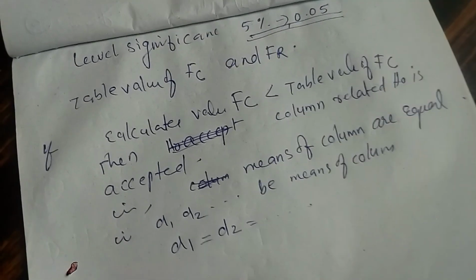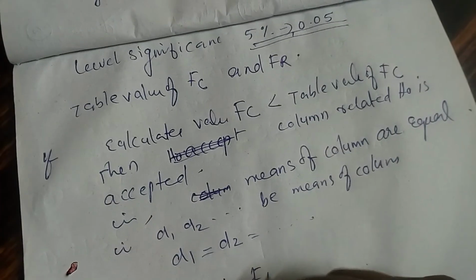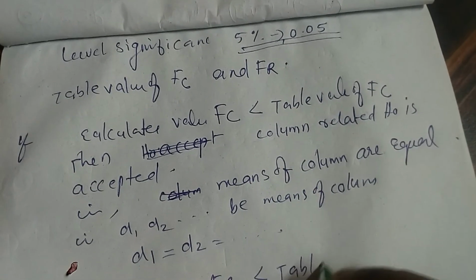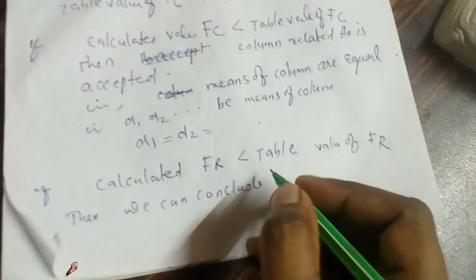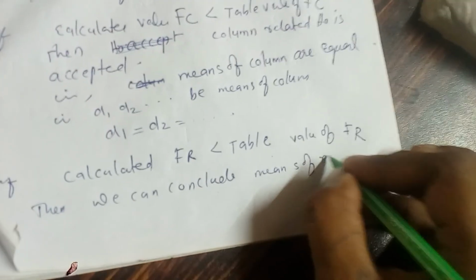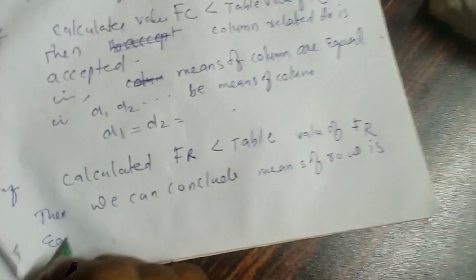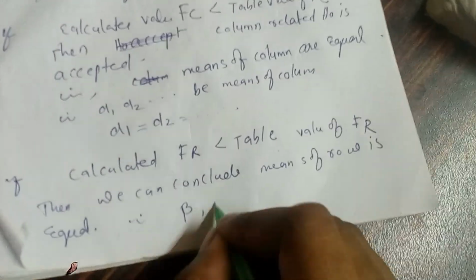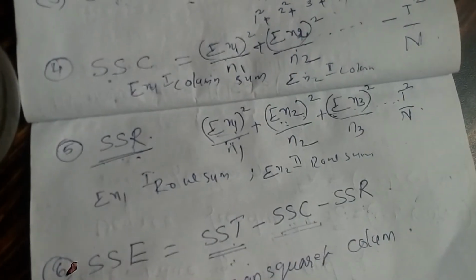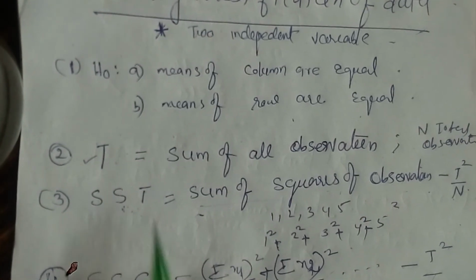Next, if the calculated row F ratio is less than the table value of FR, then we can conclude that the means of rows are equal. That is, beta 1 equals beta 2 equals, etc. This is the conclusion.